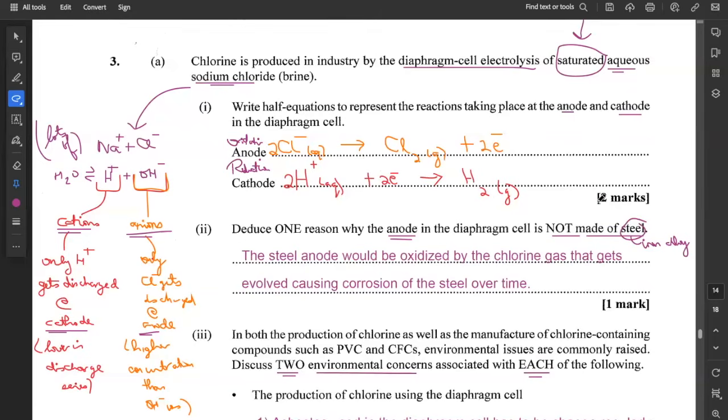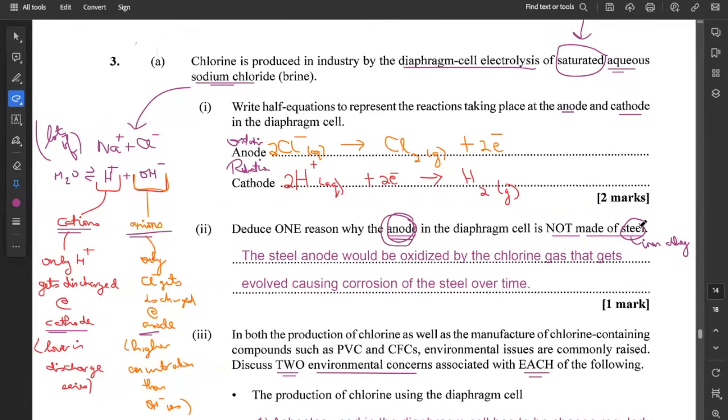So moving along to part 2, part 2 says deduce one reason why the anode in the diaphragm cell is not made of steel, right? So the anode in the diaphragm cell is actually made of what? Titanium, and then the cathode is made of steel. But they're asking us, why is it that the anode in particular is not made of steel?